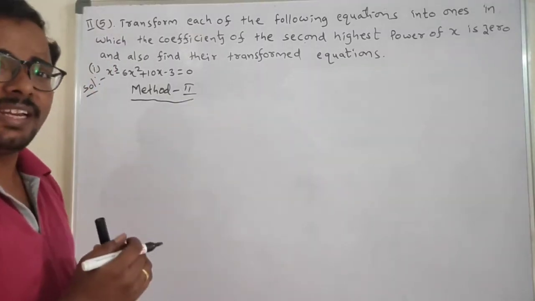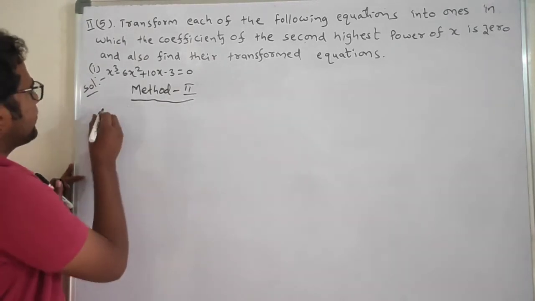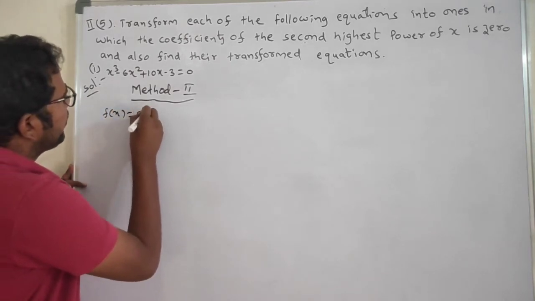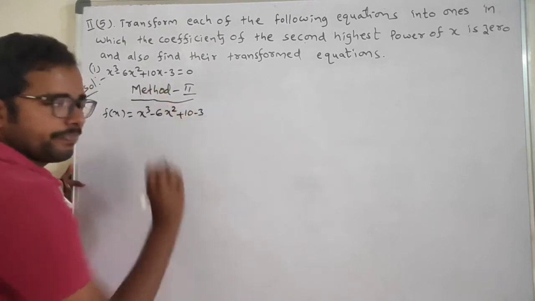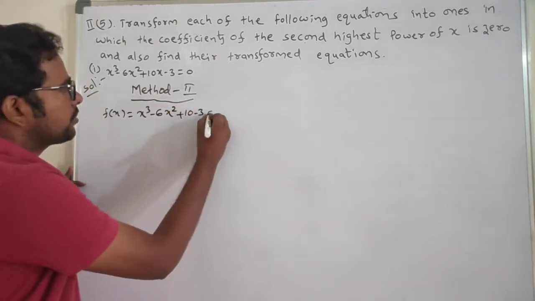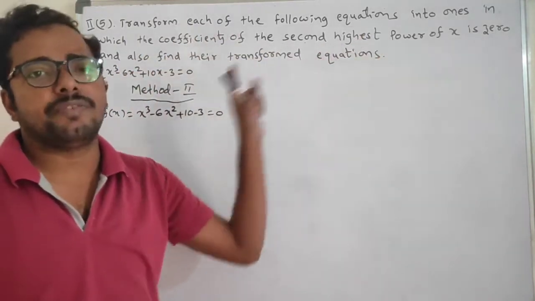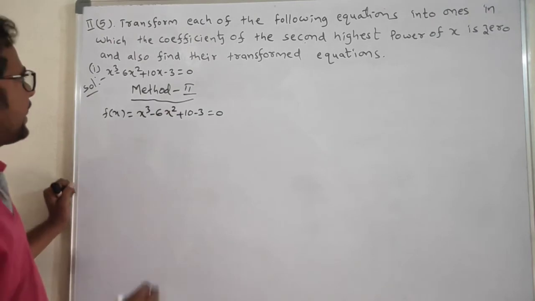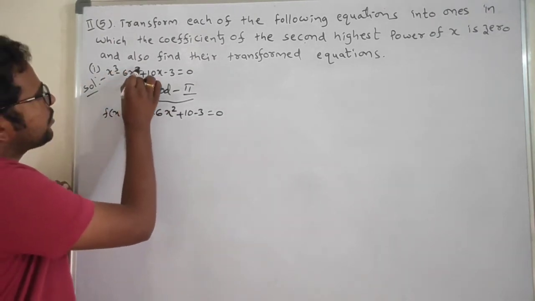Second method is very easy. So try to remember the second method only. So what is given? F of x is equals to x power 3 minus 6x square plus 10x minus 3 equals 0. First, what is given? Coefficient of second highest power of x. First highest power is x power 3, second highest power is 2.